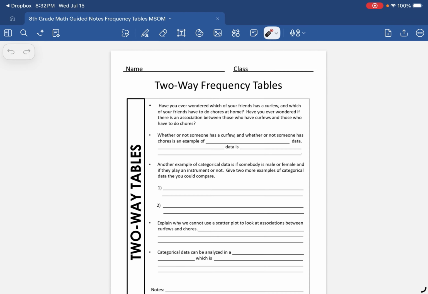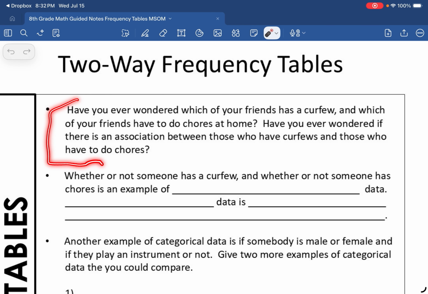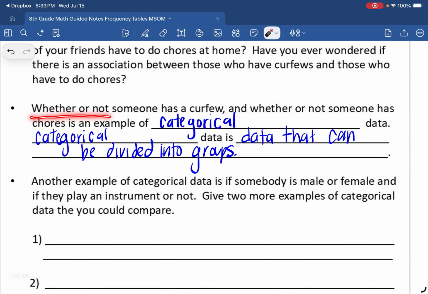Let's get started. Have you ever wondered which of your friends has a curfew and which of your friends have to do chores at home? Have you ever wondered if there's an association between those who have curfews and those who have to do chores? Whether or not someone has a curfew and whether or not someone has chores is an example of categorical data. Categorical data is data that can be divided into groups.